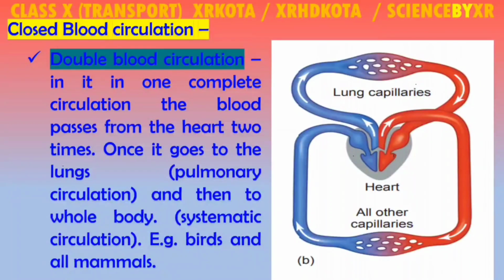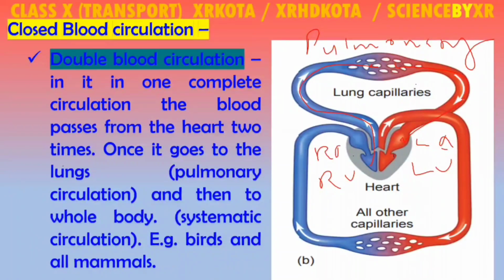One is the pulmonary circulation. So this is the pulmonary circulation, in which the blood is passing from the right ventricle to the lungs. After getting oxygenation, it reaches back to the left atrium. So this is the left atrium, this is the left ventricle, this is the right ventricle, and this is the right atrium.